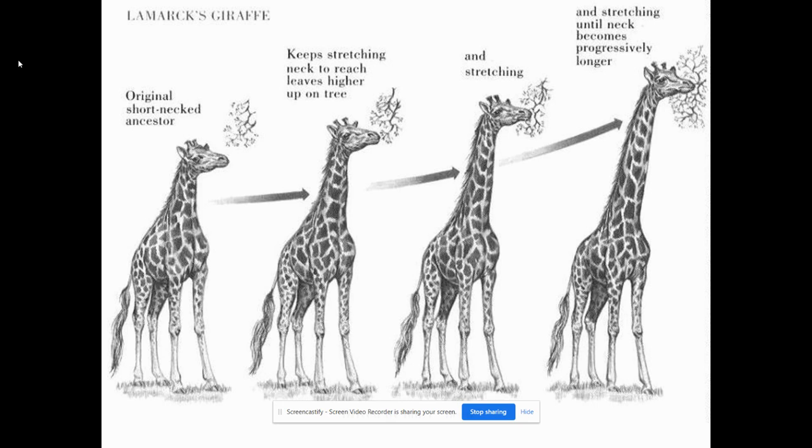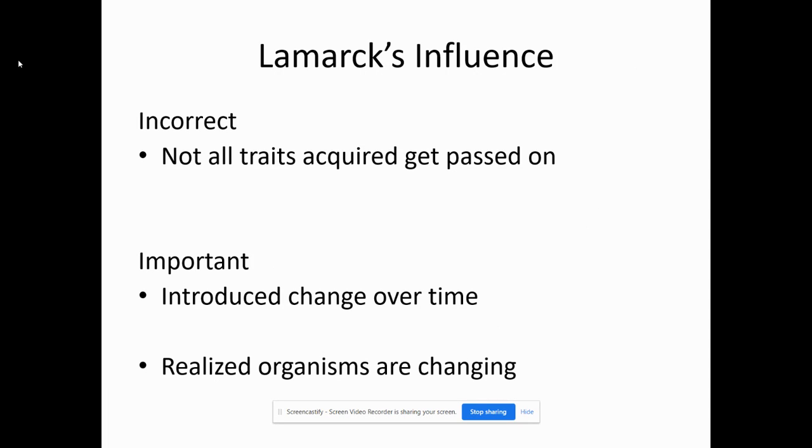Lamarck had this famous example of giraffes, talking about how the long neck in the giraffe developed. The original ancestor had a very short neck, would stretch to keep reaching the leaves on the trees as they get higher and higher. And over time, that giraffe would stretch just a little bit, and they would pass that on to their offspring. Over time, we would see this accumulation of traits, i.e. stretching in this case, where the giraffe now has a very long neck. Again, we know this is incorrect. Not all the traits people acquire get passed on. It would be great if that was the case, but we don't work like that.